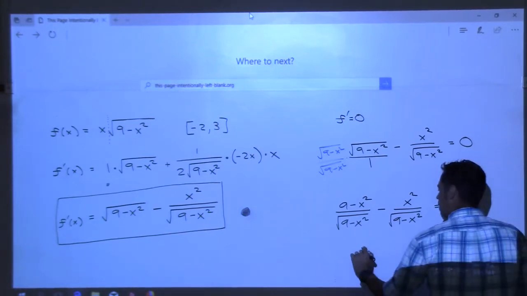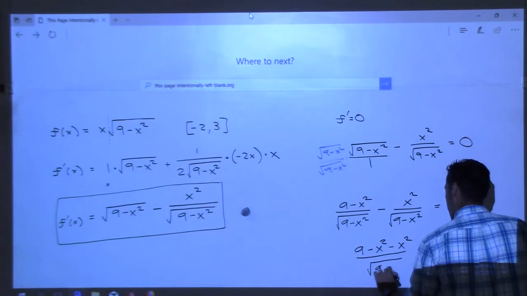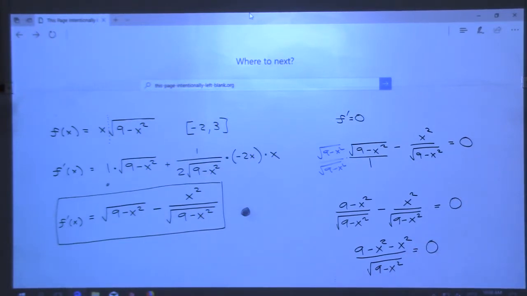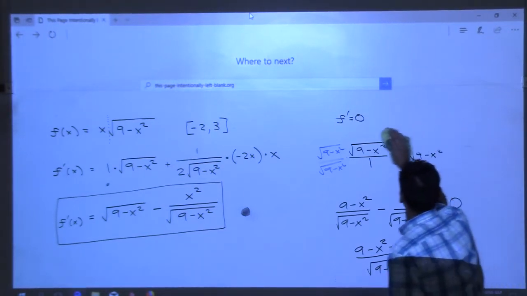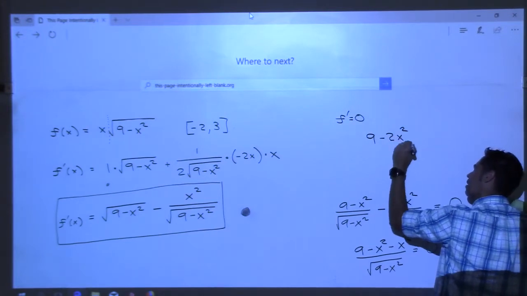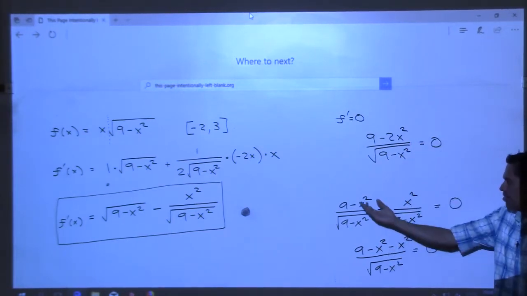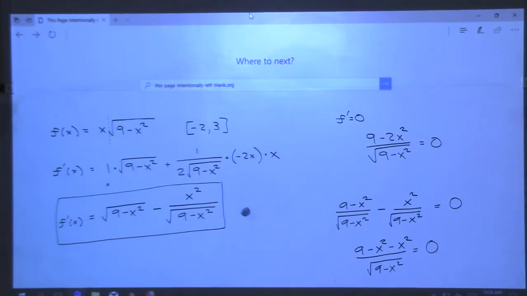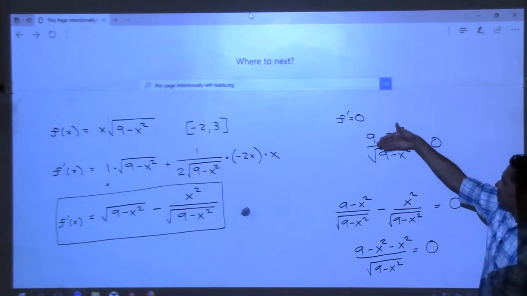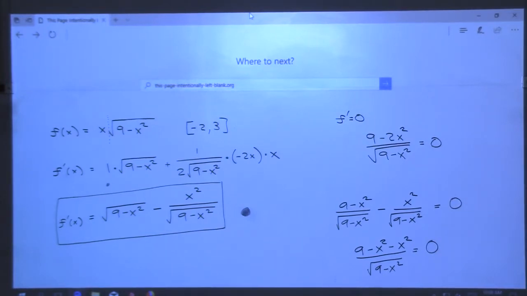When I put these together, I get 9 minus x squared again, all over root 9 minus x squared equals 0. Do you have any questions on what I just did? I'm going to go one more line and rewrite: this is 9 minus 2x squared over root 9 minus x squared equals 0. All I did was combine these two terms. You could have done that right off the bat, but that's where we're at. I have a fraction that is equal to 0 now, don't I? So all I'm going to do is set the top, the numerator, equal to 0. That's my next line.